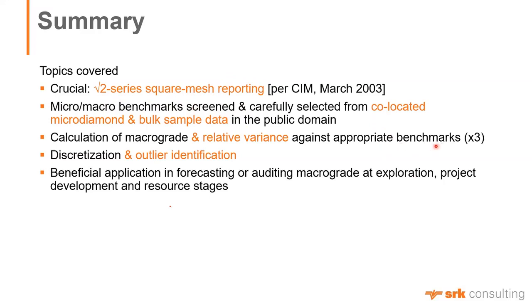If you use those benchmarks, and I always use 3 of them at least, you can calculate the macro grade and the relative variance. That's a key contributor to quantifying what's going on in your data set, and in particular identifying outliers and the effect of single stones on coarser sieves and what that has on your grade prediction. And it has a beneficial application in forecasting or auditing macro grades at various stages through the resource development cycle for primary diamond deposits.